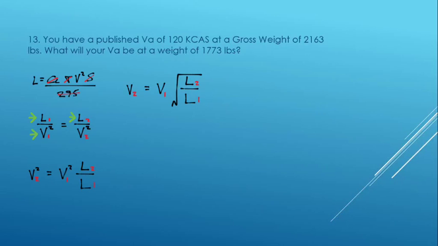and we wind up with the new weight divided by the old weight times the old velocity. Plug in the known values, and we wind up with a new VA at the lighter weight of 109 knots. So this is a very important manipulation of the lift formula to figure new VAs for new weights.